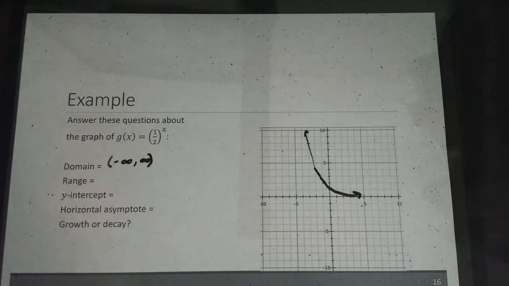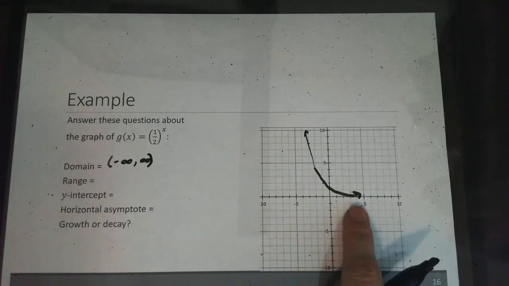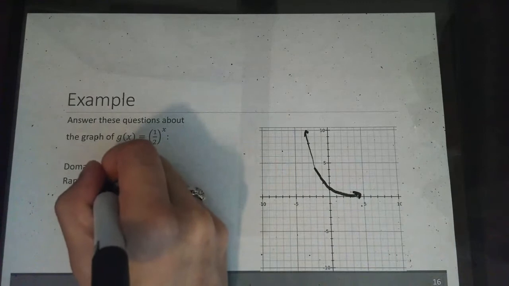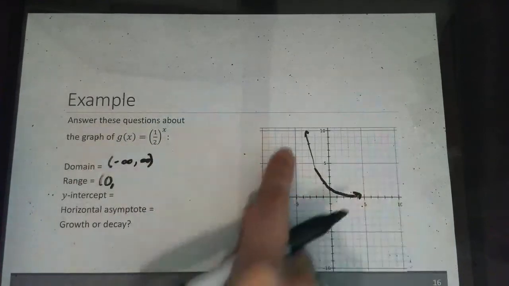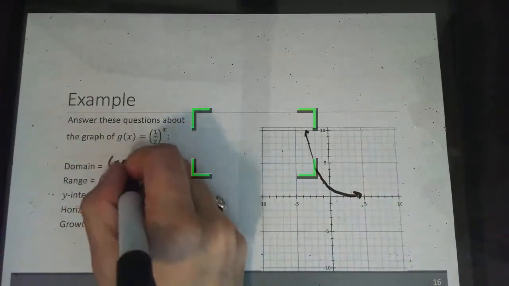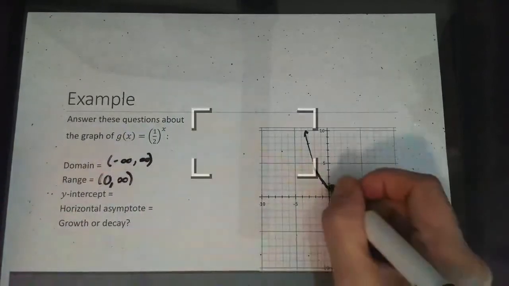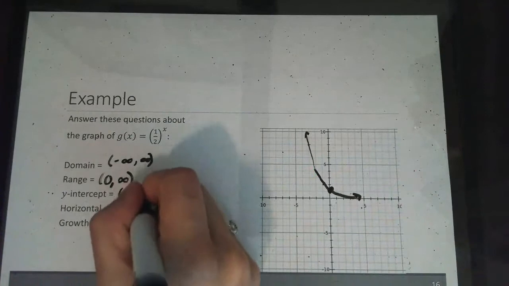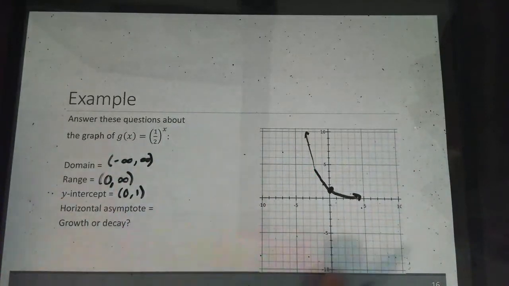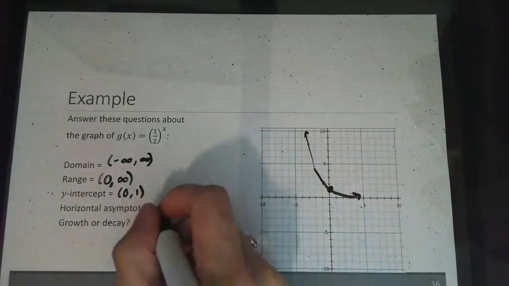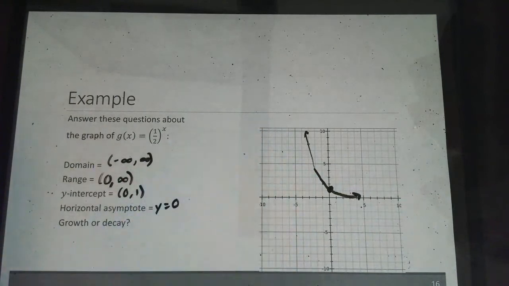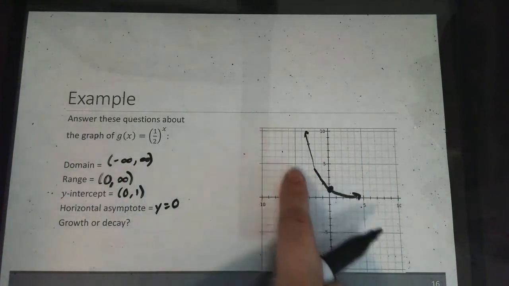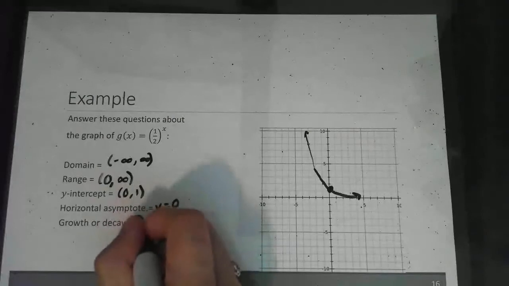For the range, we need to figure out which y values we're restricted to. Just like last time, we're going to get really close to 0, but not quite touch it. So that will be 0 with parentheses. And we're going up towards infinity. Our y-intercept, x equals 0, y equals 1. Our horizontal asymptote, still y equals 0. But this time it is decay because as we go from left to right, we're going down.